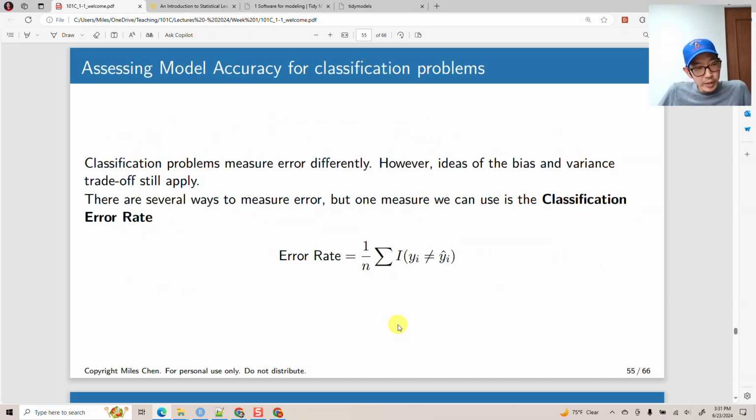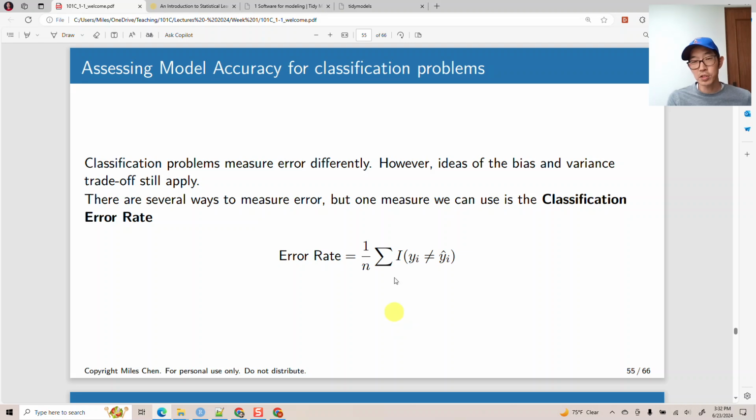All right, so that's how we assess model accuracy for regression. Let's talk about how we assess model accuracy for classification. With classification, we measure our error differently. The ideas of bias and variance still apply, but there are a few ways to measure accuracy, and one is just the classification error rate. How many observations do we predict correctly versus how many did we get incorrect?